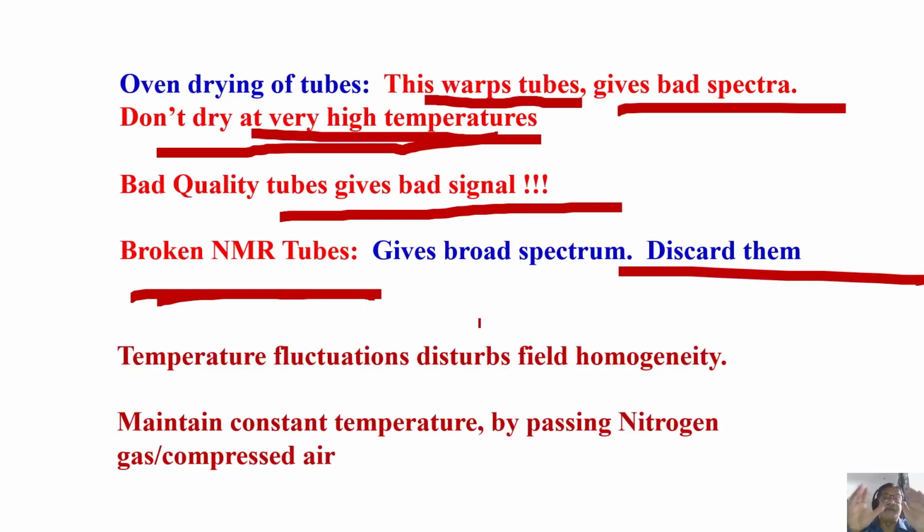And temperature fluctuations will be there near the sample, in the probe. You have to maintain uniform temperature. If there are temperature fluctuations, that will disturb field homogeneity. So please maintain uniform temperature, for which you have to pass nitrogen gas or compressed air always, continuously and uniformly, so that you will maintain uniform temperature. That is essential. Other temperature fluctuations or gradients in the temperature will create inhomogeneity and your spectra get distorted.